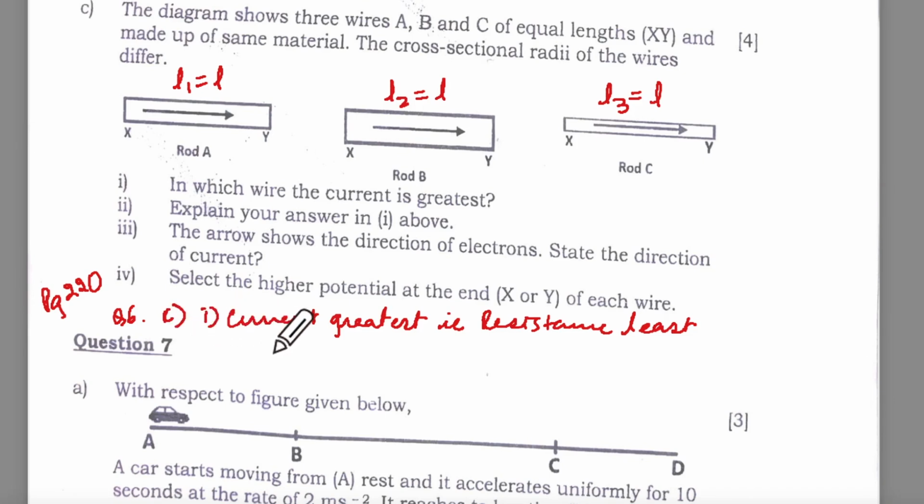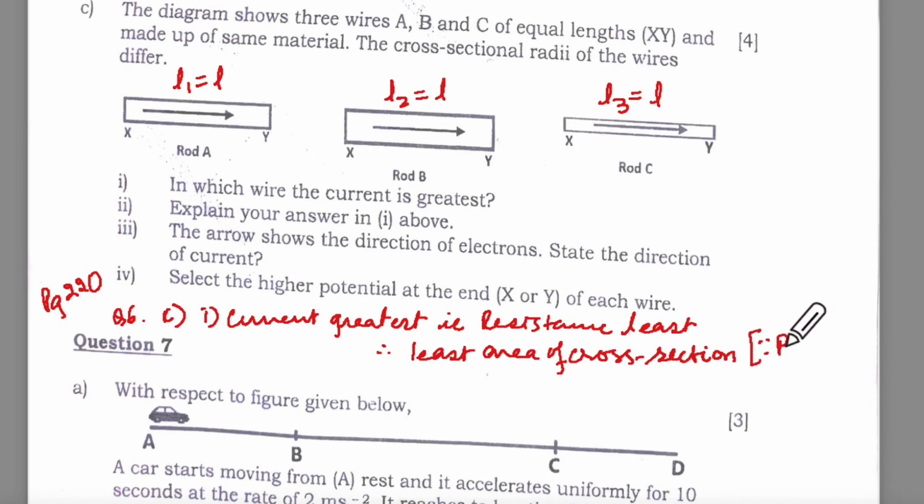Inversely proportional means resistance is least if the wire is thicker, correct or no? That is resistance least, therefore the area of cross section is greatest. Understanding? Yes, ma'am. Write in brackets: since R is proportional to 1 upon A. Correct or no? Yes, ma'am.